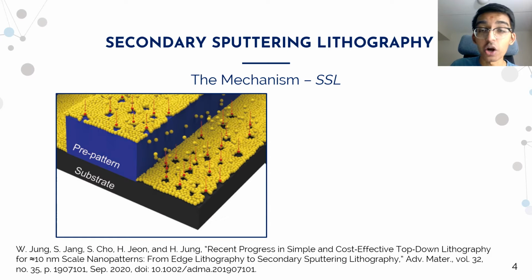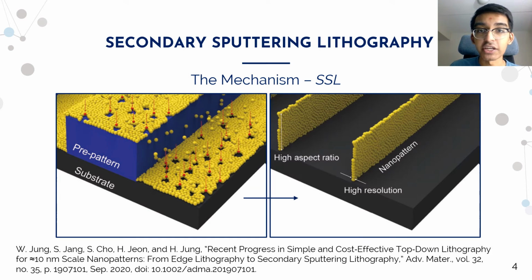The etched surface target particles will essentially adsorb to the pre-pattern sidewall. Once these particles deposit onto the sidewall surface of the pre-pattern and connect with each other on that surface to form a 10 nanometer thick wall, a technique like reactive ion etching can be used to selectively remove this pre-pattern. After this step, you're left with ultra-high aspect ratio and high resolution 3D nanostructures.